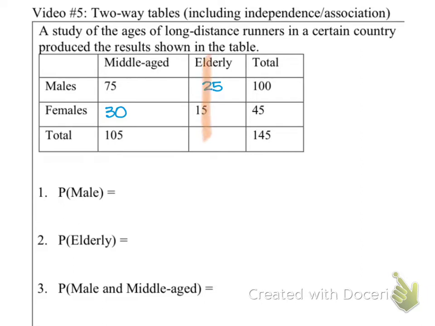And we can then take a look at the elderly column. Well, we know the two entries now for male and female, so we should be able to figure out the total here, and 25 plus 15 is going to give us 40. That wasn't the only way we could have done this. We could have actually figured out this total.